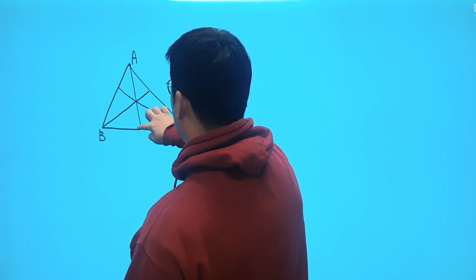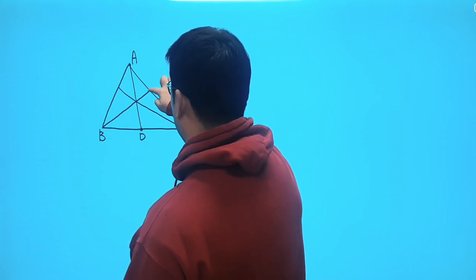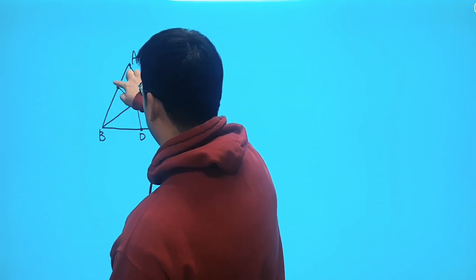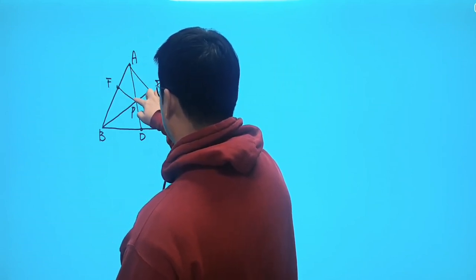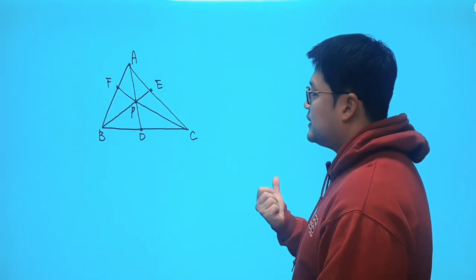All right, so let's mark this as D, and here we got E and we got F. And of course, that's going to be point P. All right, so check this out.